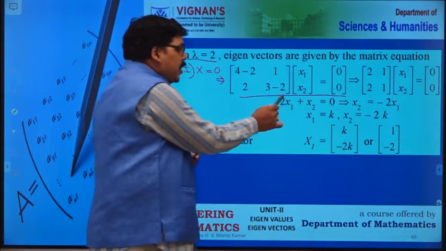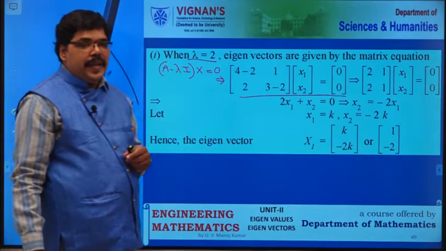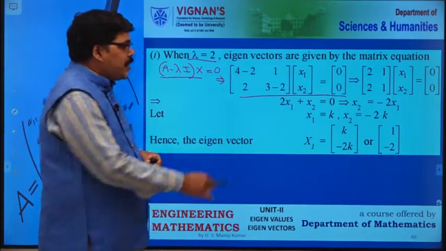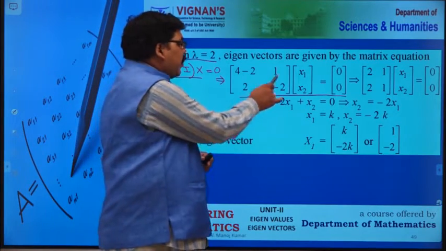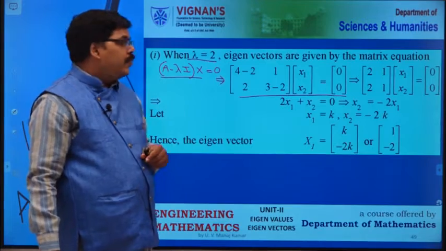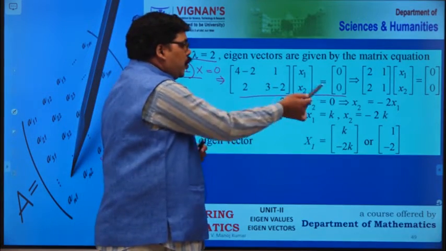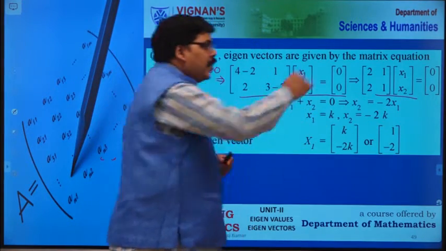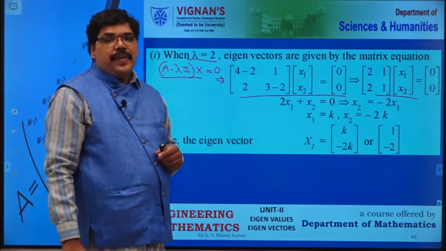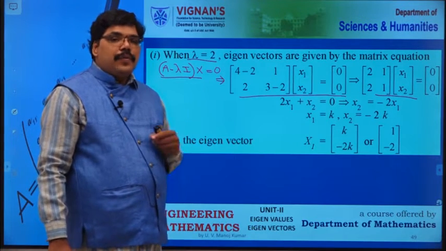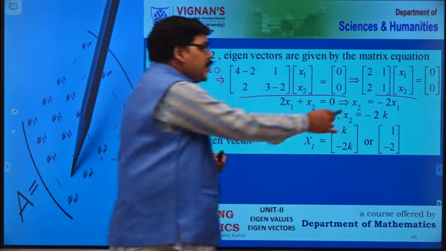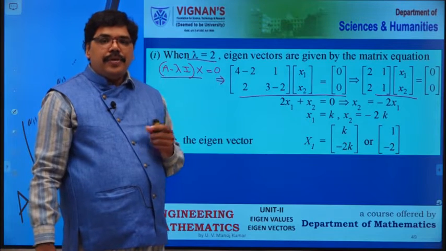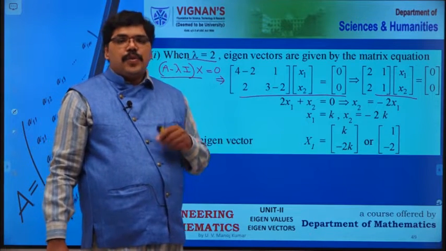Because this is a 2 by 2 matrix, here also we should have 2 variables, so I am calling them x1, x2. So A minus lambda I into X equals 0 is written like this. When I simplify, 4 minus 2 becomes 2, 1, 2, and 3 minus 2 becomes 1. This is the simplified form. After that, what do we have to do? We have to reduce this matrix into echelon form. Is it in echelon form? No. So we want to reduce it into echelon form by applying suitable row operations.